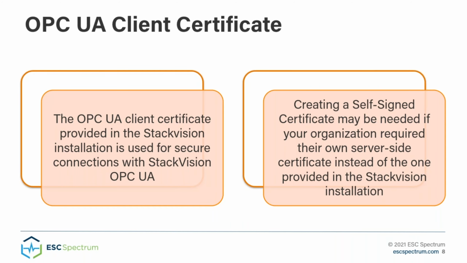The OPC UA will come with a client certificate, and I'm mentioning it here because it could be a gotcha type of thing where you need to be aware that it exists and where it comes from. The OPC UA client certificate provided in the StackVision installation is used for secure connections. So creating a self-signed certificate may be needed only if your organization has required their own server-side certificate instead of the one that's automatically provided by the StackVision installation.